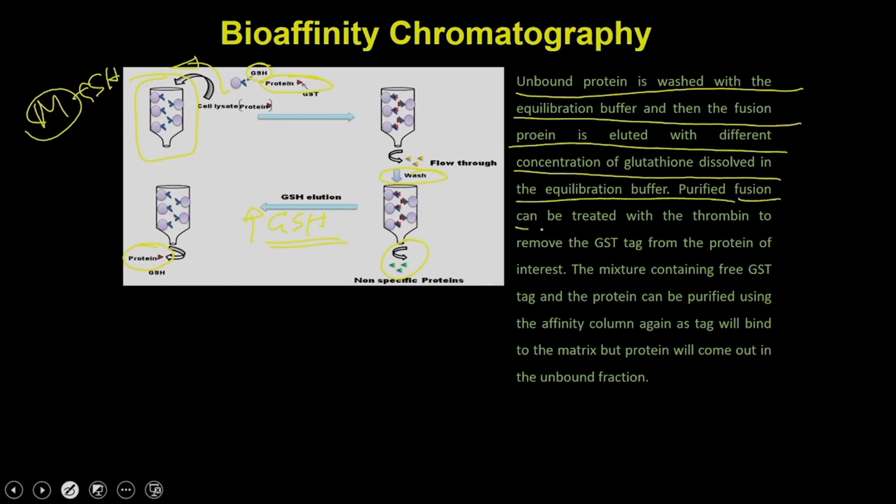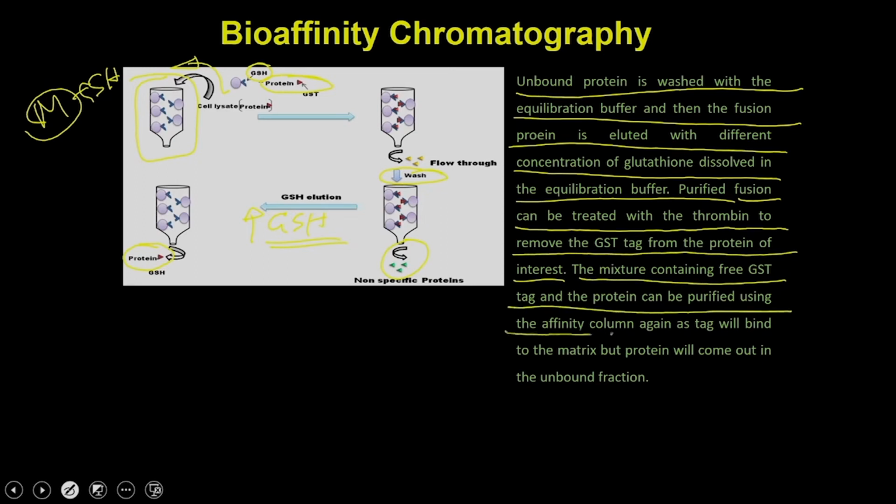The purified fusion protein can be treated with thrombin to remove the GST tag from the protein of interest. The mixture containing free GST tag and the protein can be purified using the affinity chromatography column again, as the tag will bind to the matrix, but the protein will come out in the unbound fraction.